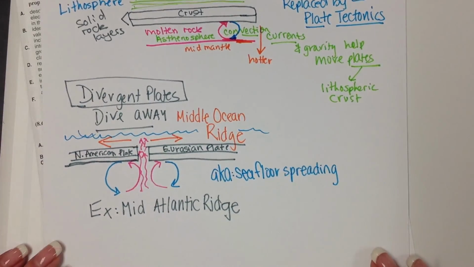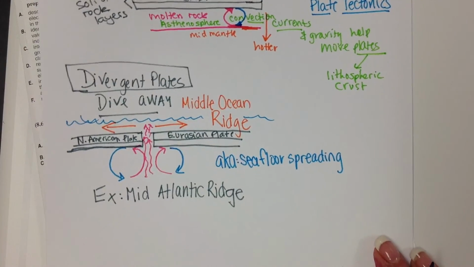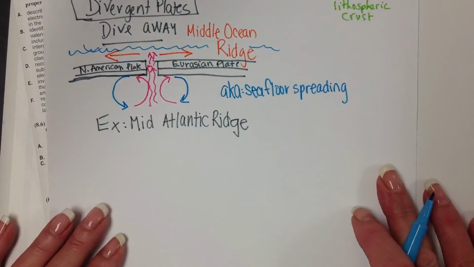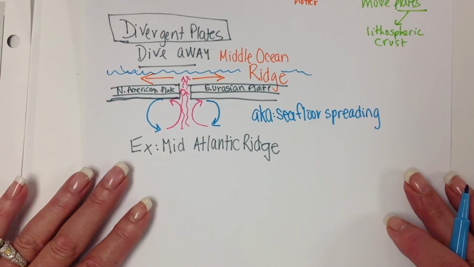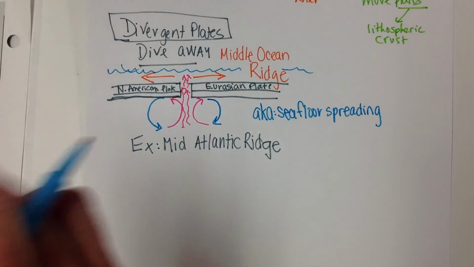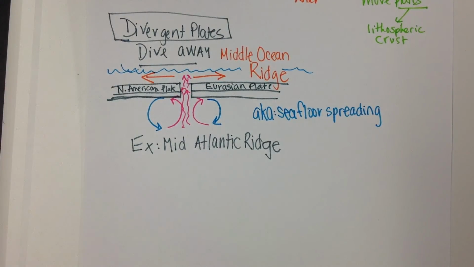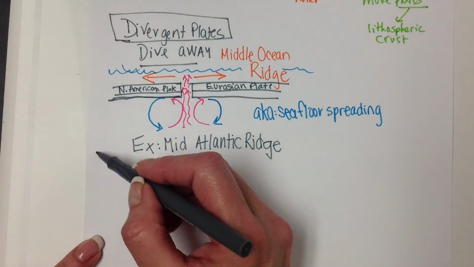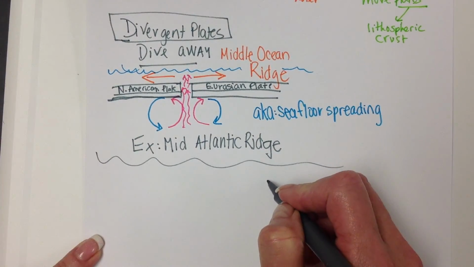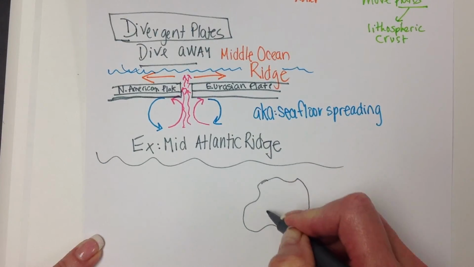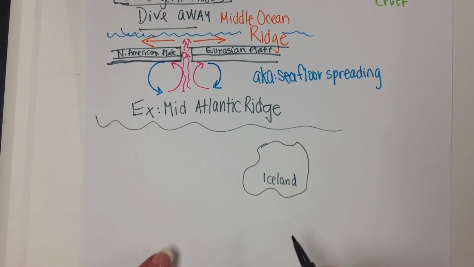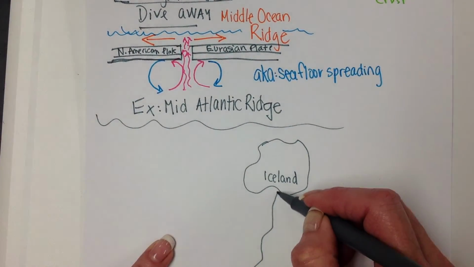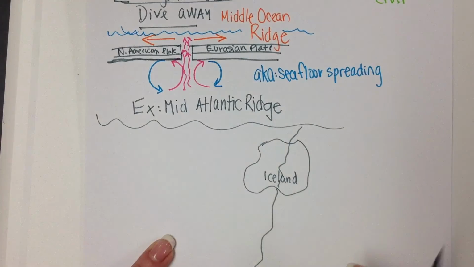Okay, so that is divergent. There's another type of divergent that occurs beneath continents. The best example here close to home is actually an extension of the mid-ocean ridge. If you look at Iceland, so let's look at Iceland. Iceland is an island, right? And you would follow on the map the mid-ocean ridge. Well, guess what? It's cutting right into Iceland.